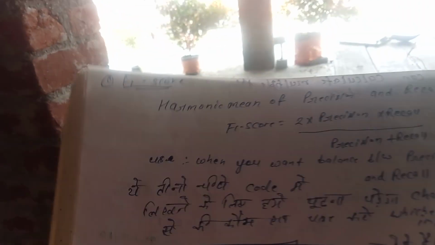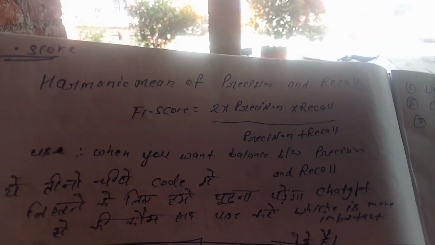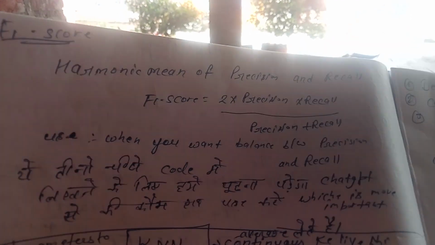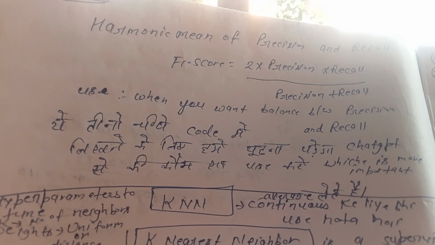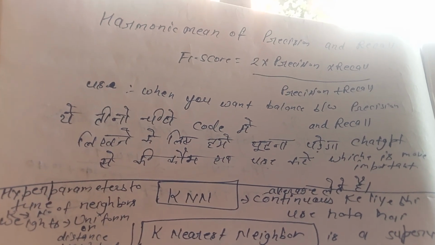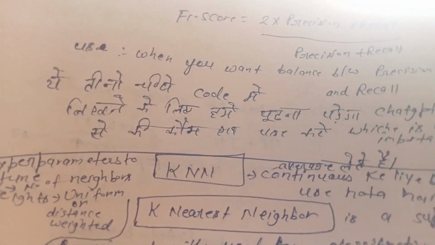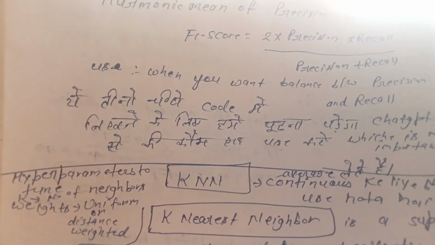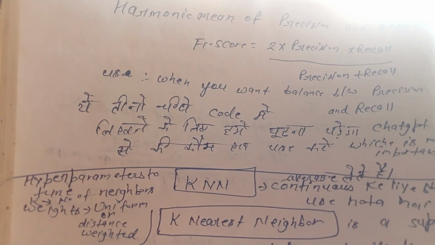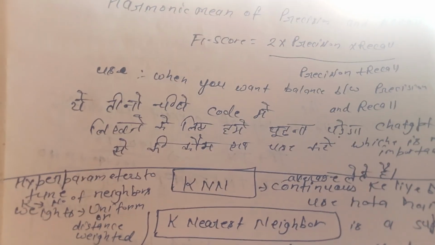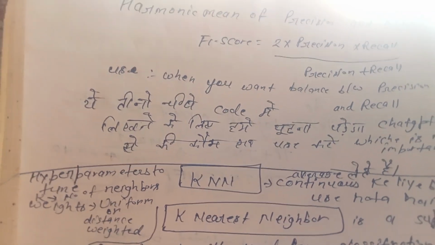F1 is what? F1 is the harmonic mean of precision and recall. F1 score is 2 into precision into recall, divided by precision plus recall. Use when you want to balance between precision and recall. ये तीनों चीज़ को कोड में लिखने के लिए हमें पूछना पड़ेगा चैट जीपीटी से कि कौन सा यूज करें, which is important. So this is the role of linear regression and logistic regression. And now we will meet in the next video for KNN and the other algorithms. Thank you.